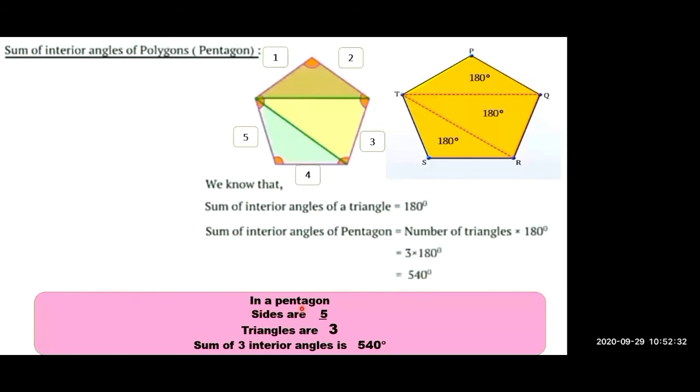So in a pentagon, sides are 5, triangles are 3, and sum of interior angles is 540 degrees. Okay.